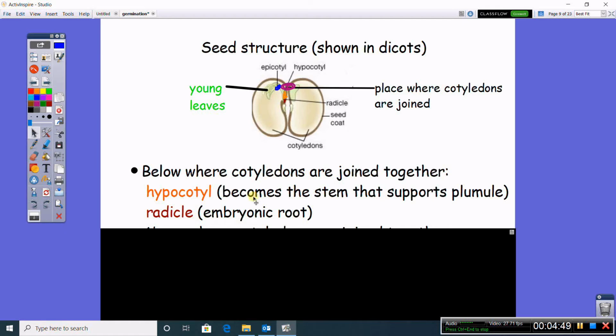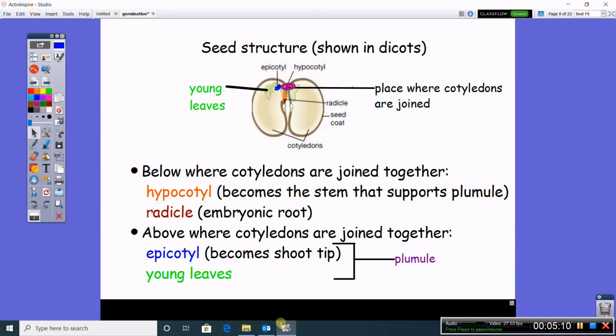You've got the hypocotyl, which is going to become the stem that supports the plumule. The plumule is like the young leaves. And then the radicle, the embryonic root. So the hypocotyl is going to eventually become the stem. The radicle is going to become the root. Above where the two cotyledons are joined together, you have the epicotyl, which becomes the shoot tip. And then you have your young leaves, your first little leaves that can do photosynthesis, but of course we'll have many more after that.